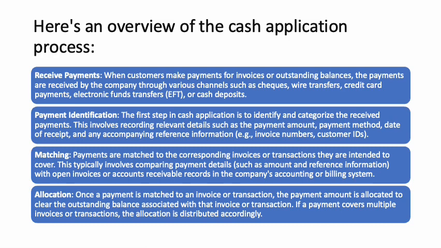Matching. Payments are matched to the corresponding invoices or transactions they are intended to cover. This typically involves comparing payment details such as amount and reference information with open invoices or accounts receivable records in the company's accounting or billing system. Allocation. Once a payment is matched to an invoice or transaction, the payment amount is allocated to clear the outstanding balance associated with that invoice or transaction. If the payment covers multiple invoices or transactions, the allocation is distributed accordingly.